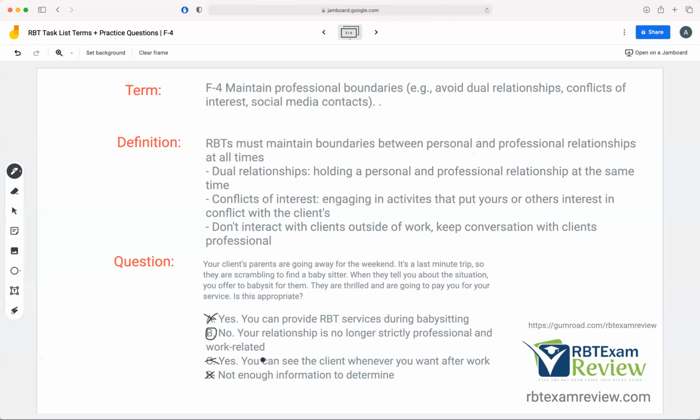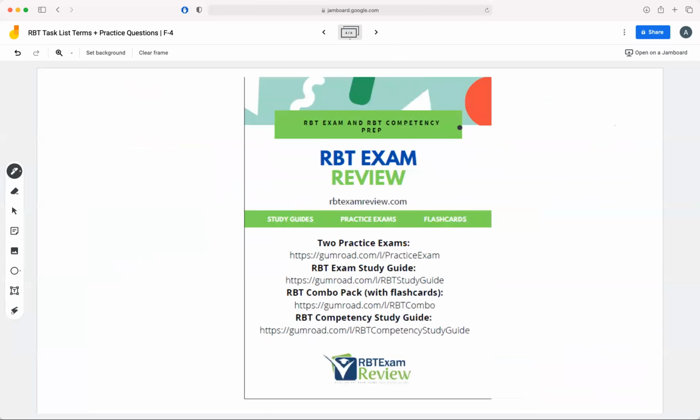So you want to be sure that at all times you're maintaining strong boundaries, that you're avoiding conflicts of interest, and you're avoiding social media contacts. So that wraps it up.